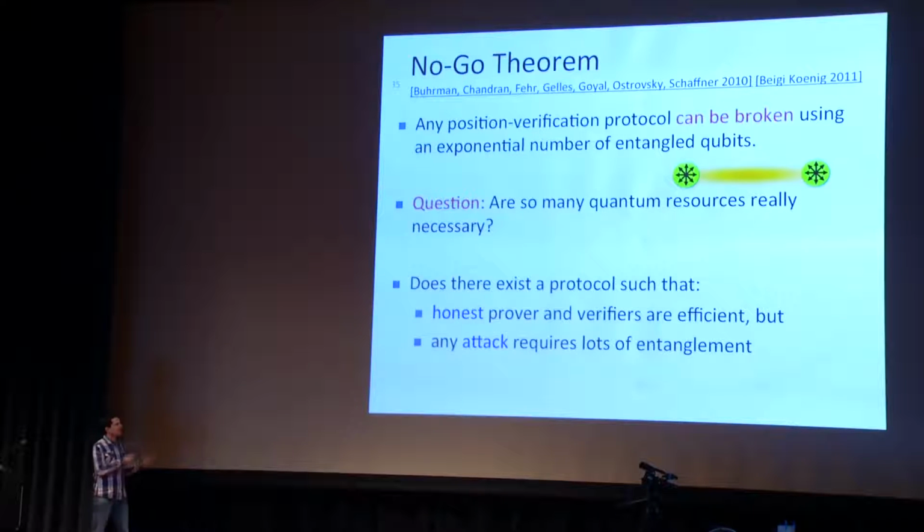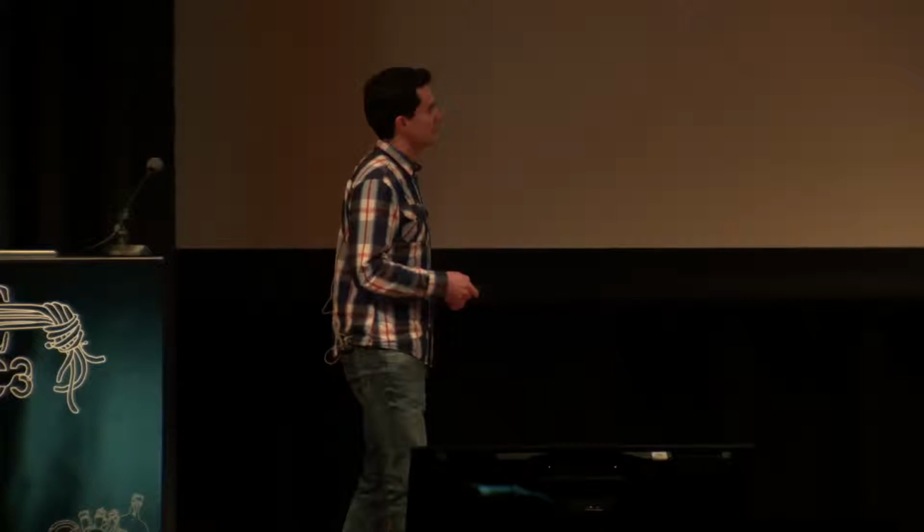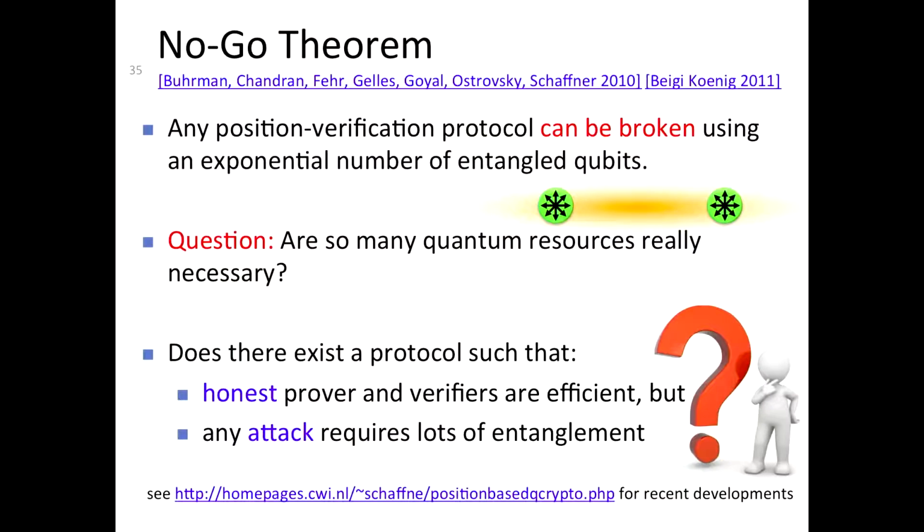And here, the obvious question is, well, do you really need that many resources? Or is there a protocol such that it's easy to run if you're honest? So honest provers and verifiers are efficient. So they just need to do simple things. But where we can guarantee that any attack on it requires a lot of entanglement. Well, that would be great. Then we actually have a secure protocol. And this is actually a research question that I'm currently studying. And I invite you to have a look at my homepage for some recent developments in this area.